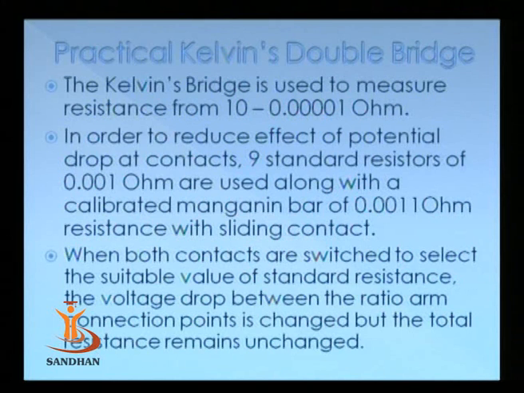So these are the 2 points that we have discussed. First one is Wheatstone bridge, that is using 4 arms of the resistance, normally utilized to measure resistance above the value of 1 ohm, while the second one is Kelvin's double bridge, normally utilized to measure the value of resistance for lower values starting from 10 ohms to as low as 10⁻⁵ ohms.